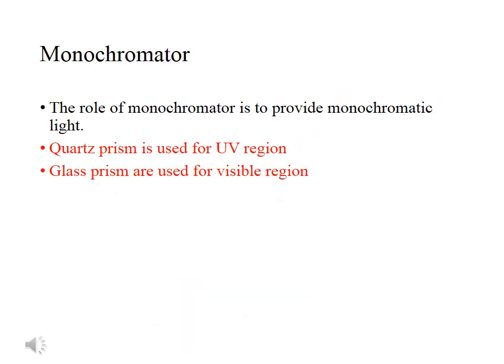Then the second part is the monochromator. What is the function of the monochromator? The monochromator gives the single wavelength light. It gives the monochromatic light. So what are the major parts of the monochromator? There is a prism which gives the monochromatic light. If the UV region is there, then we can use the quartz prism containing monochromator, and if the visible region is there, then we can use the glass prism.